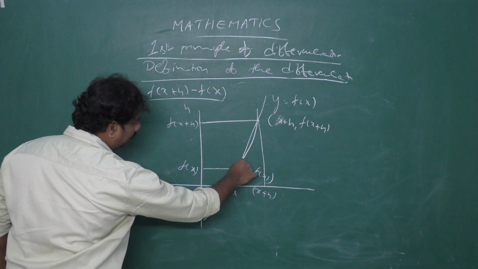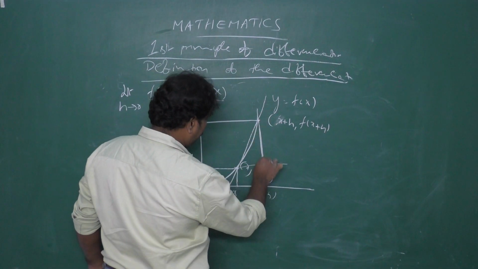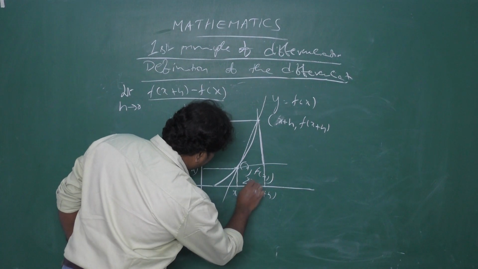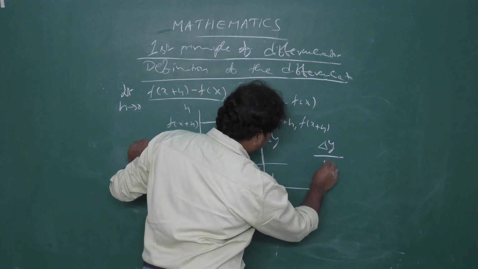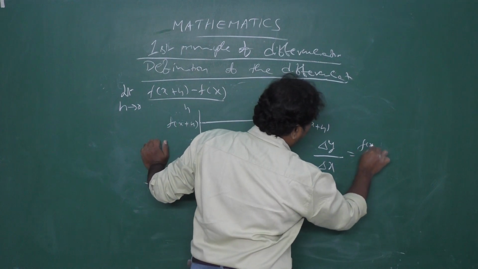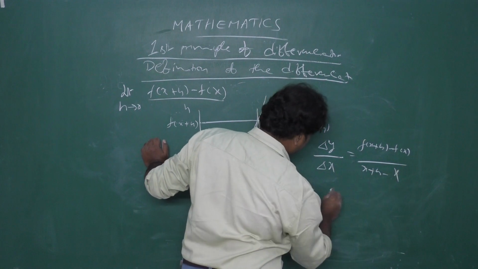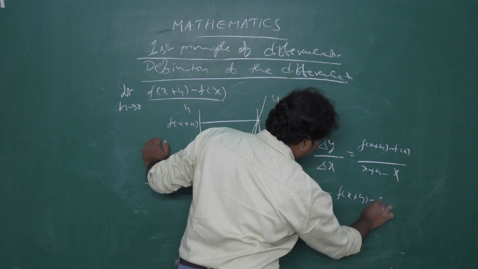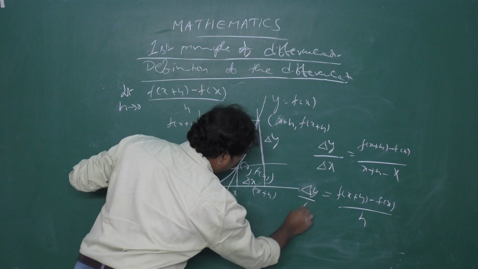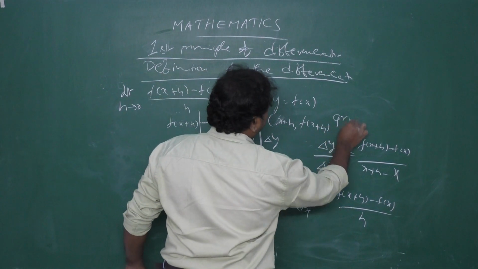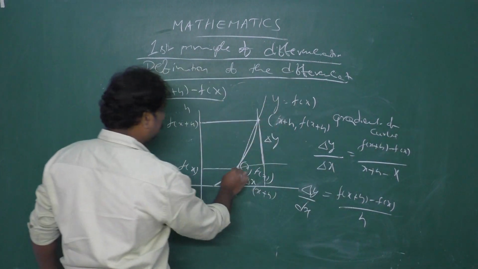To find the gradient of the curve at these 2 points, this will be some delta x and this is delta y. The difference between y coordinates and the difference between x coordinates, that is f of x plus h minus f of x by x plus h minus x, which is nothing but f of x plus h minus f of x by h. This is delta y by delta x, and this is called the gradient of the curve or slope of the curve at these 2 points.